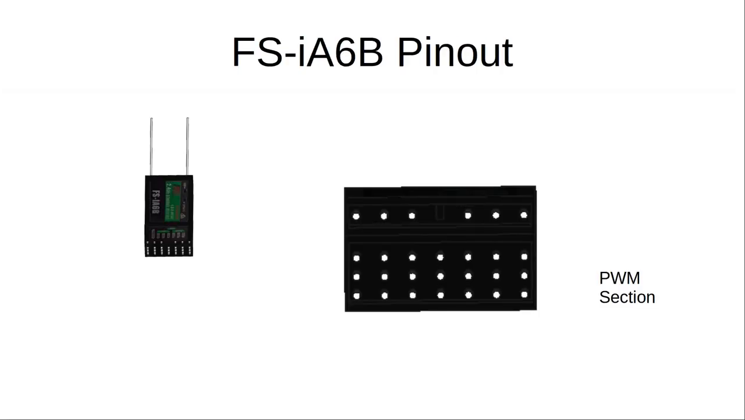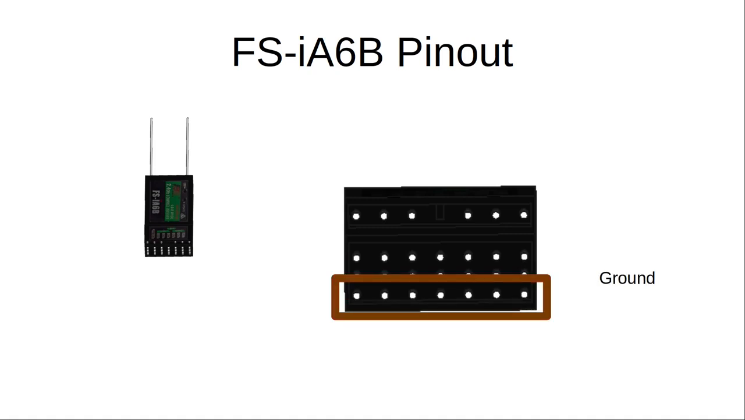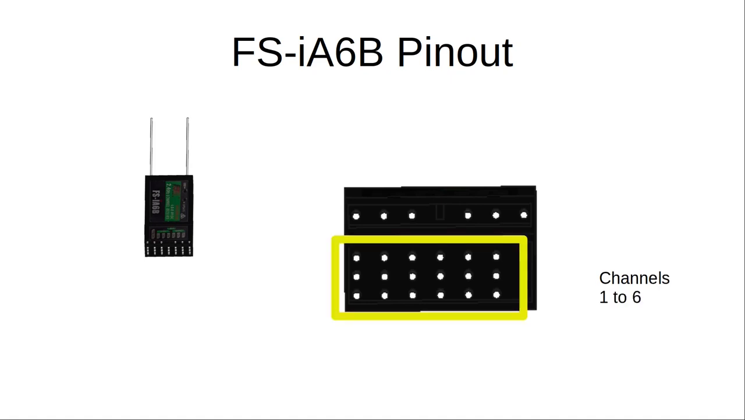Here we can see the pinout of the FSIA6B. The bottom set of pins is wired the same as the FSIA6 pins, which is that each channel has three pins. The top is the signal, the center is plus 5 volt, and the bottom pin is ground. This is repeated for all six channels.